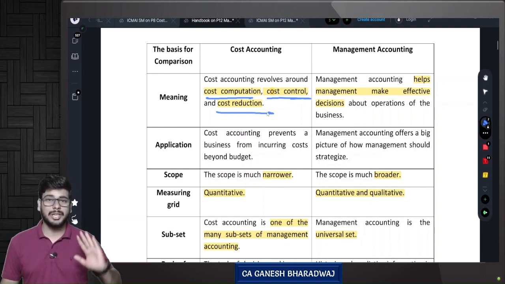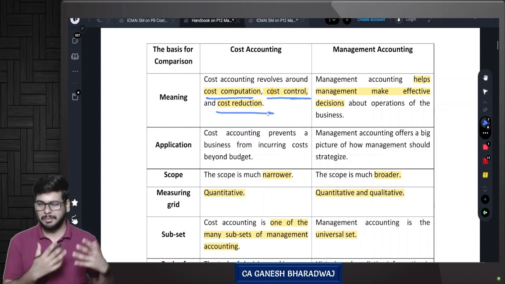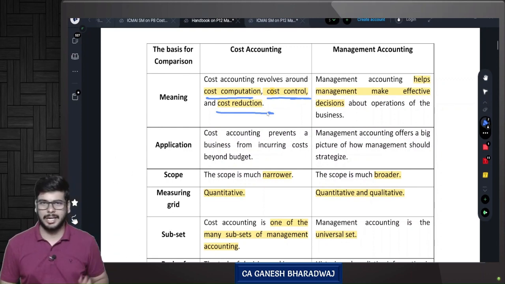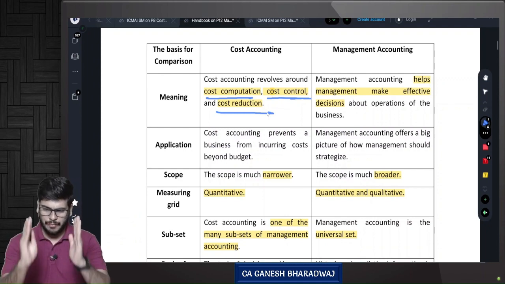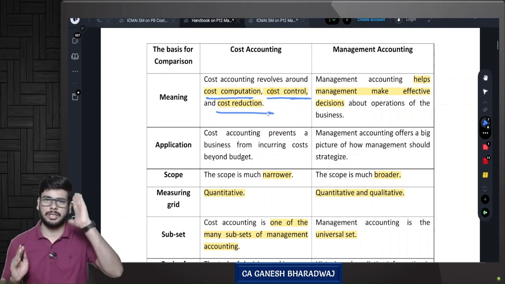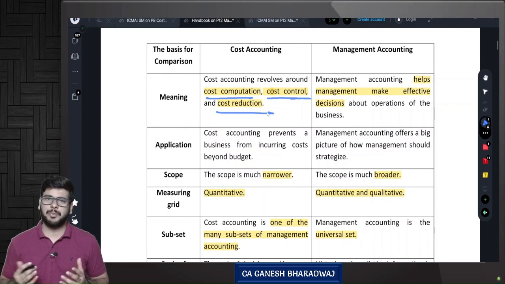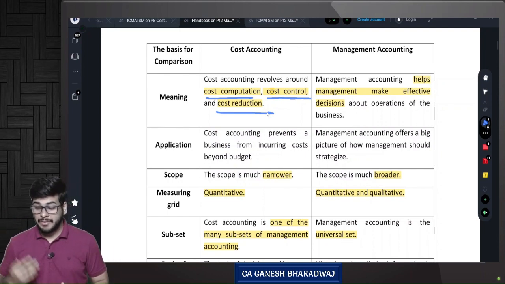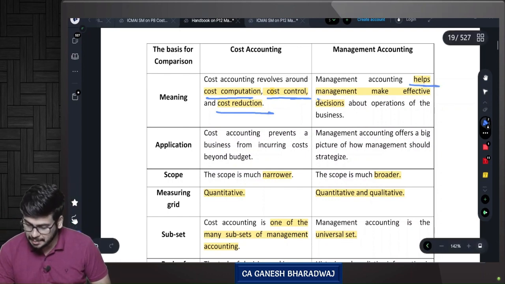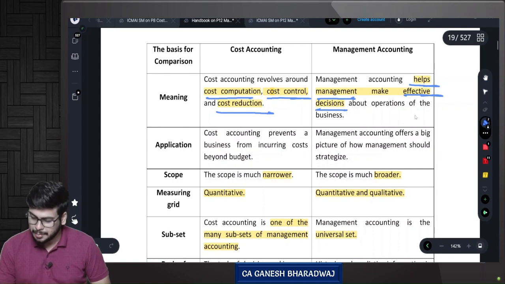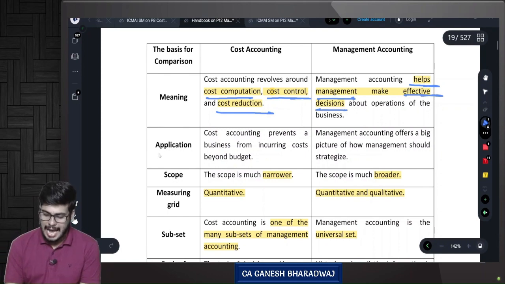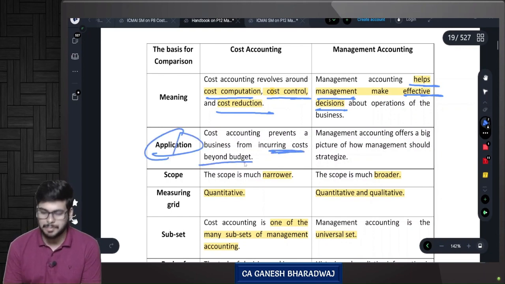Basically, cost accounting revolves around stock valuation and profit computation. That is the basic objective. You will be seeing it there in cost accounting. So you need to value every unit of your stock. That is your objective, and arrive at the profit. That's all it is. Whereas management accounting helps the management make effective, meaningful decisions about the operations of a business. Application of cost accounting prevents the business from incurring costs beyond a budget.